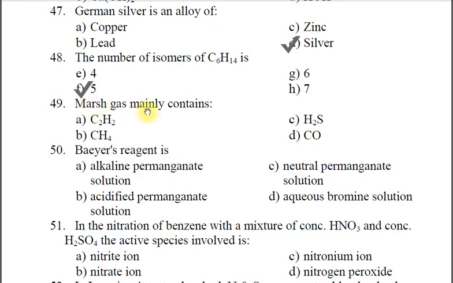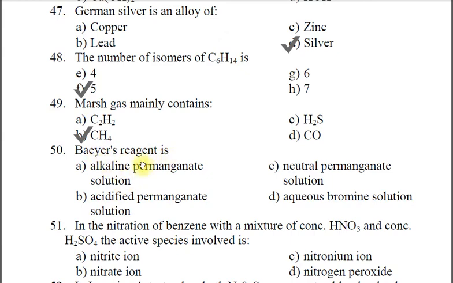Marsh gas mainly contains A. C2H2, B. CH4, C. H2S, D. CO. The correct one is B. CH4, methane. Question number 50.